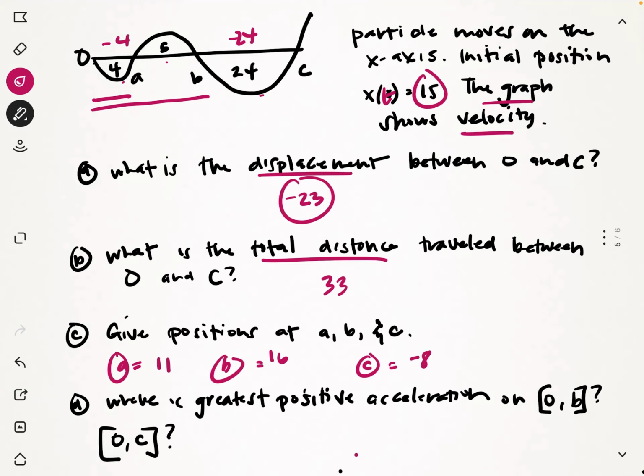Okay, and then part A talks about acceleration. The thing to remember about acceleration, because this is the velocity graph, is that acceleration is the derivative of velocity, and the derivative means the rate of change or the slope, right? So it's saying, where is the greatest positive slope on 0 to B? Between 0 and B, the greatest positive slope would be at A. And between 0 and C, the greatest positive acceleration would be at C. Now keep in mind, there is also a pretty big acceleration there, but because it's not increasing, it's decreasing, we don't count B.